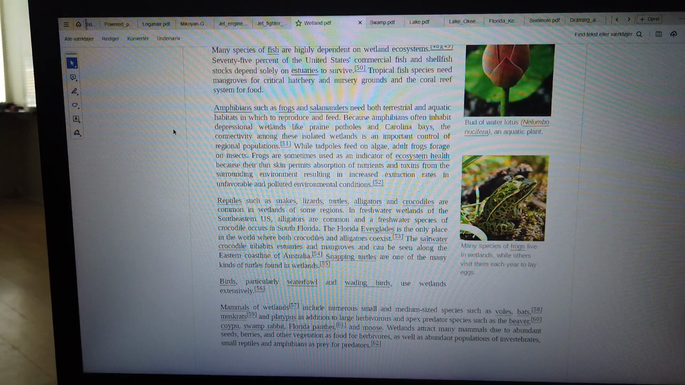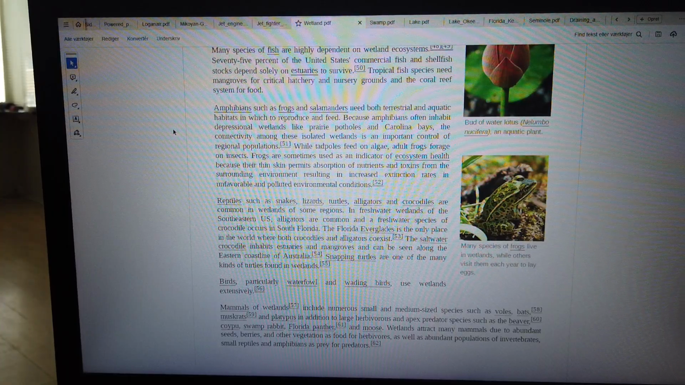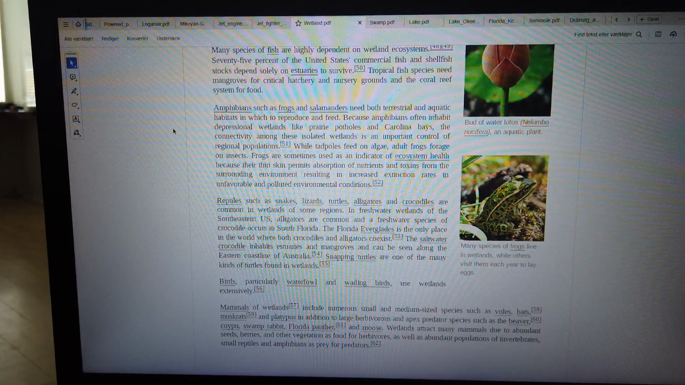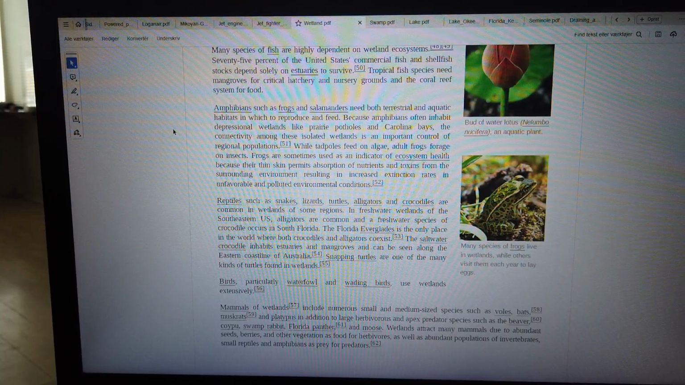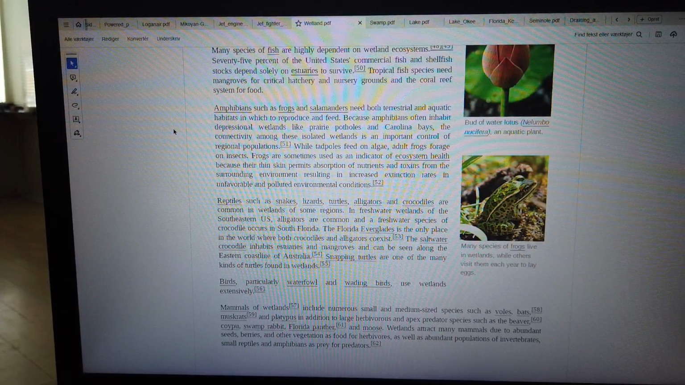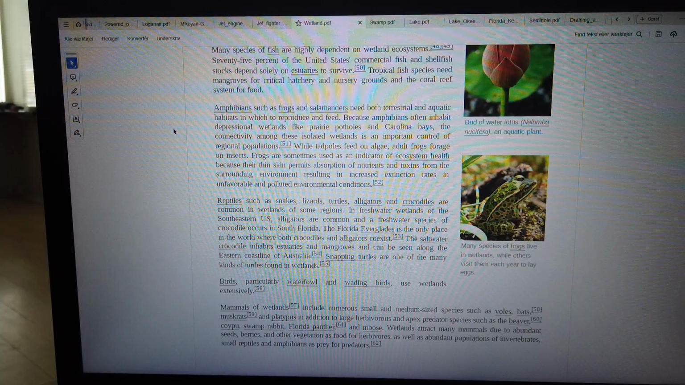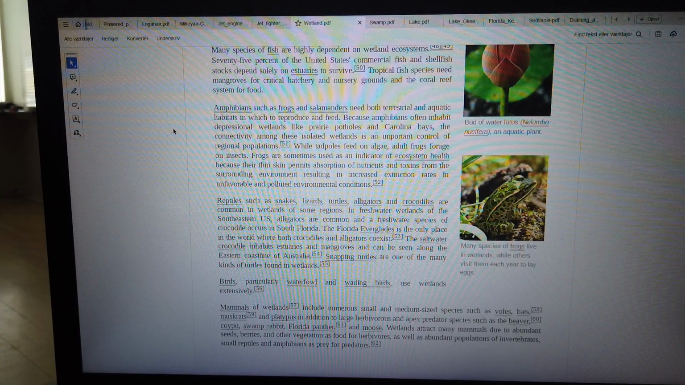While tadpoles feed on algae, adult frogs forage on insects. Frogs are sometimes used as an indicator of ecosystem health because their thin skin permits absorption of nutrients and toxins from the surrounding environment, resulting in increased extinction rates in unfavorable and polluted environmental conditions.